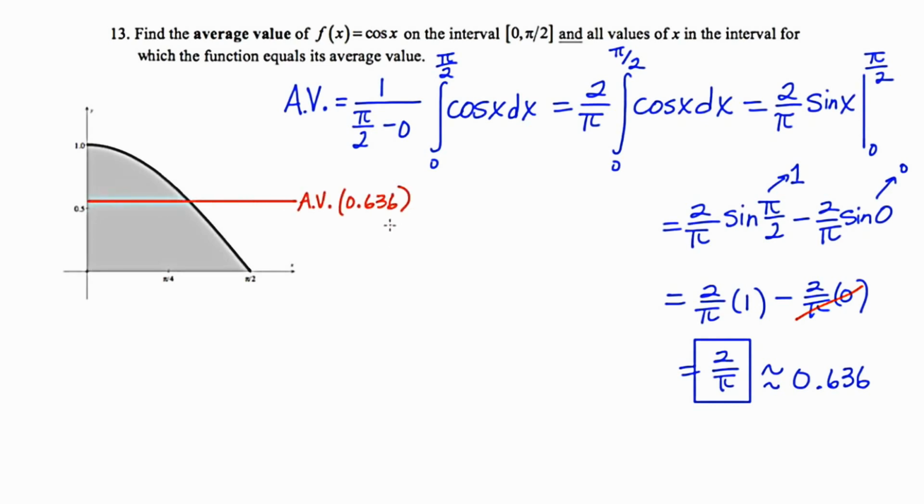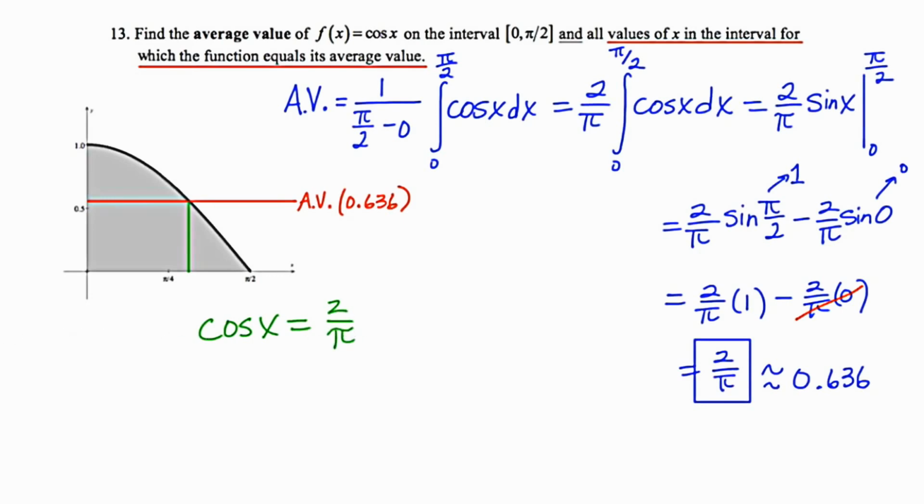So for the second part of the question, where it asks, find the values of x in the interval for which the function equals its average value, what I'm really finding is this x right here. Which value of x on this interval does the function assume its average value? So to figure this out, I'm going to set the function, which is f, or cosine of x, equal to the average value, which is 2 over pi.